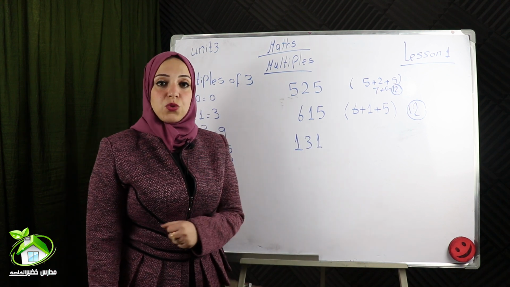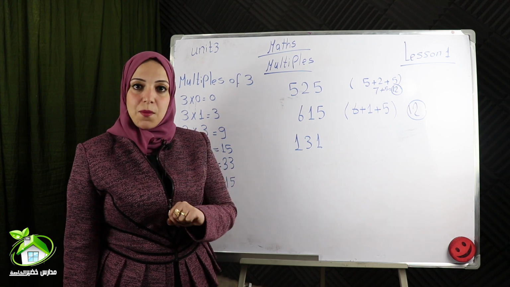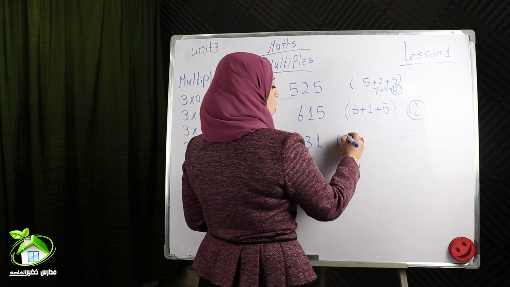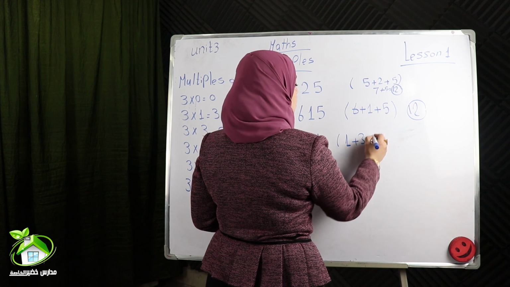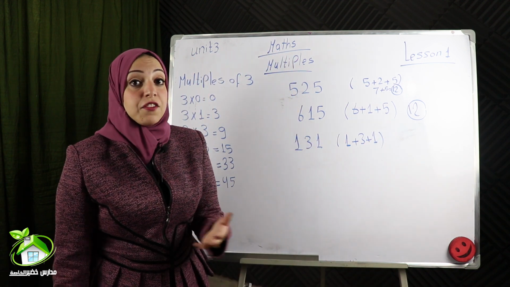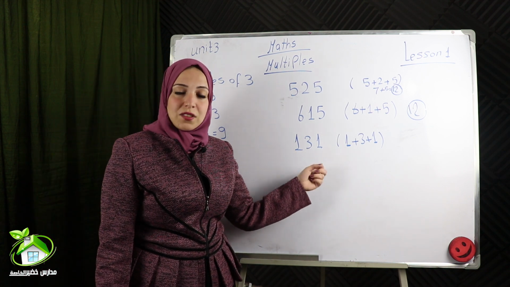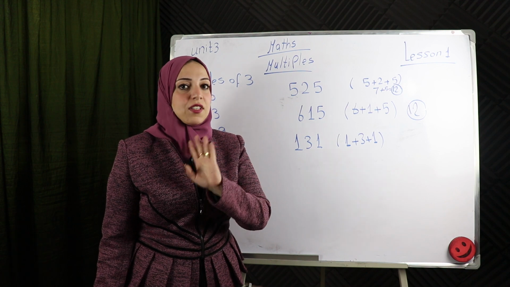131. I want to know if this number is a multiple of 3 or not. What can I do? I sum its digits. 1 plus 3 plus 1. 1 plus 3 is 4. 4 plus 1 equals 5. 5 is not a multiple of 3. So 131 is also not a multiple of 3.